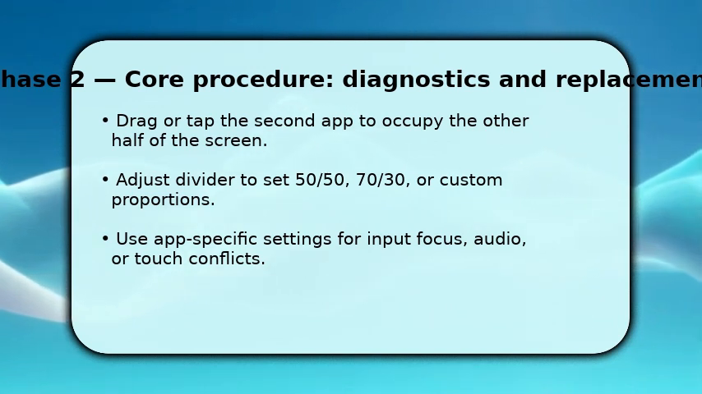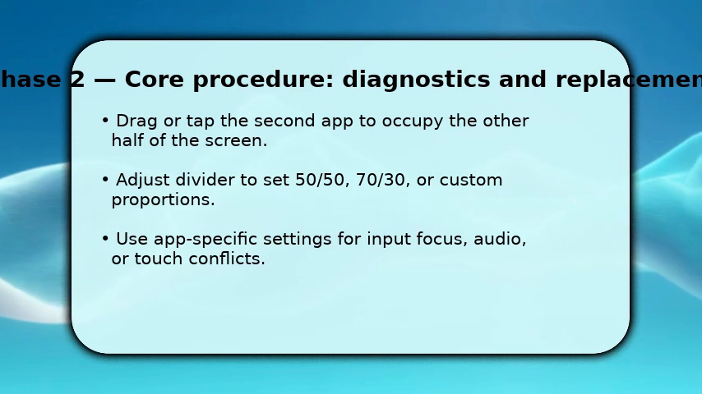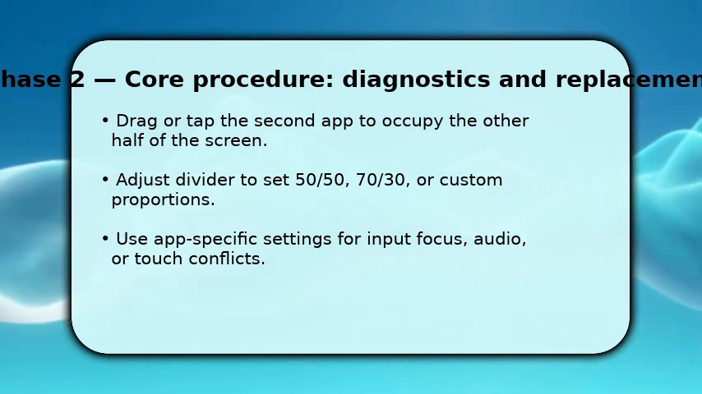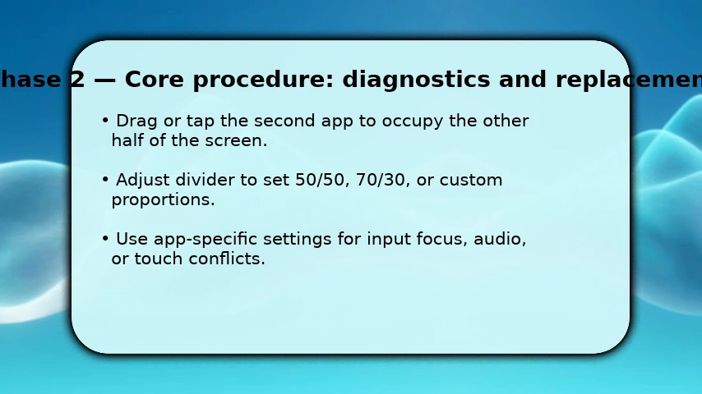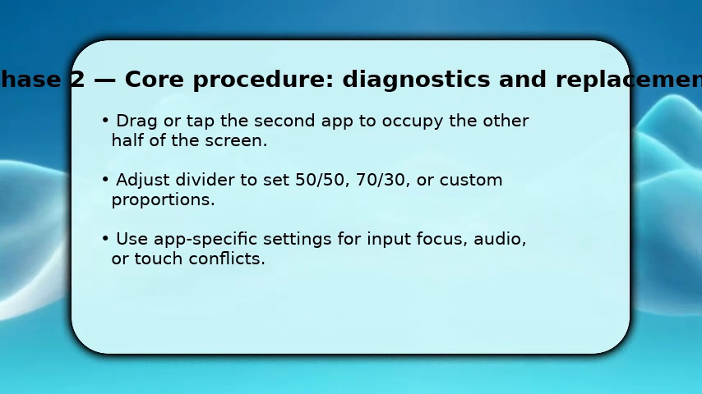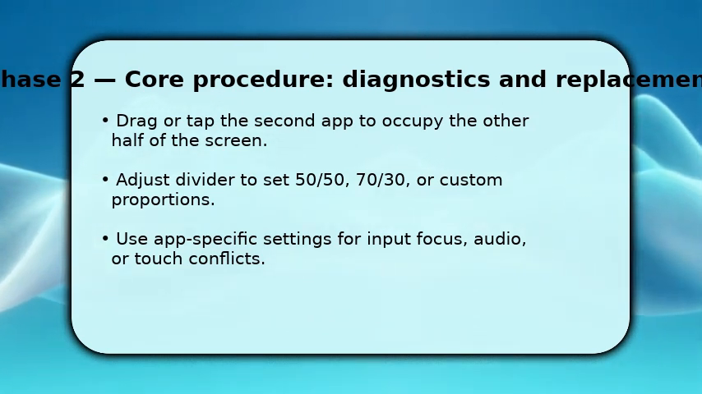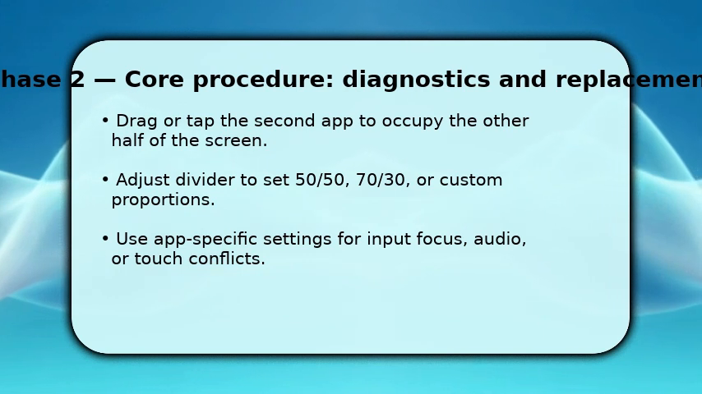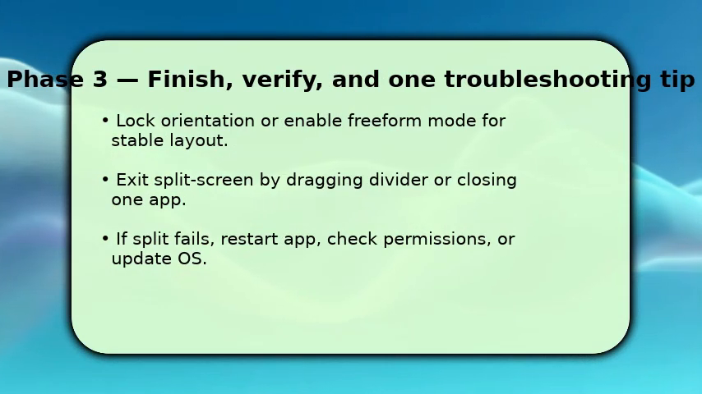Make sure to test touch and keyboard focus. Some apps seize input, so switch focus deliberately. If needed, enable app-specific multitasking options for smoother interaction. To finish, lock the layout by fixing orientation or enabling a freeform multitasking mode.